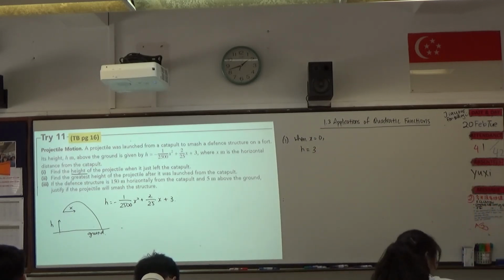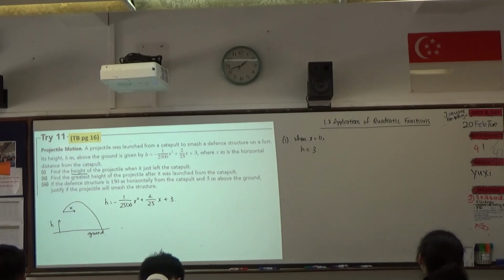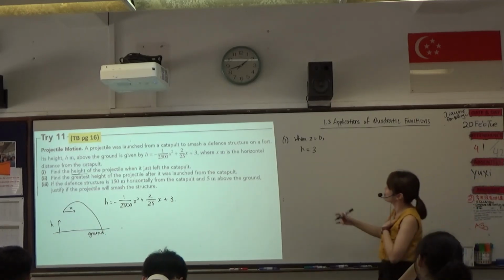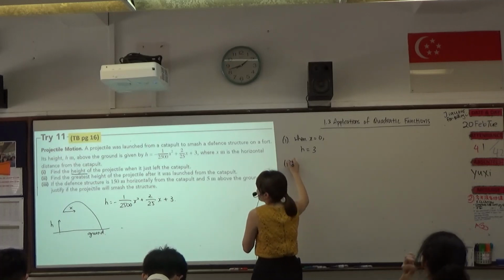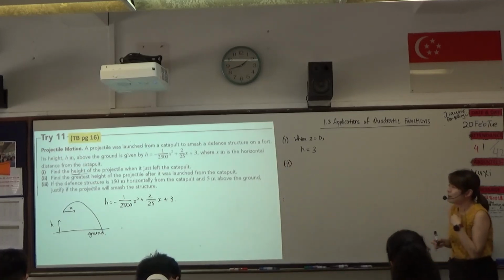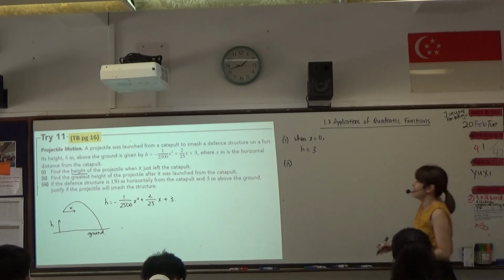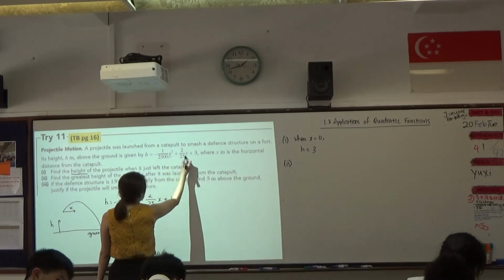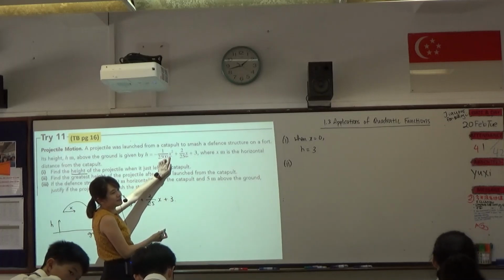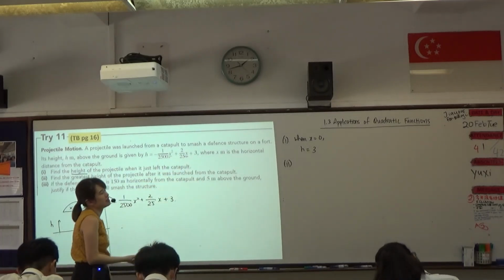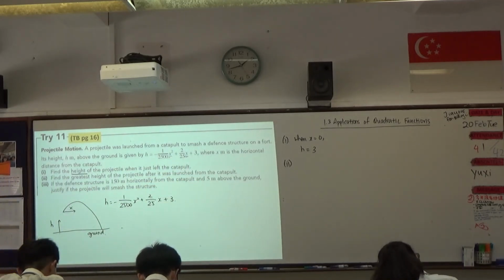So, height will then be equal to 3. Sorry, that really gave me a fright. I need to calm my nerves. Because your x is 0, then everything is 0, then just 3. That's your y-intercept. So let's look at part 2.